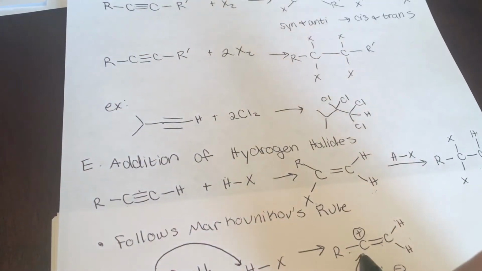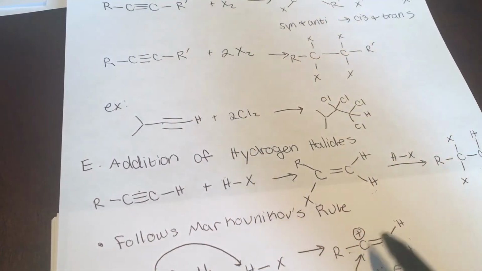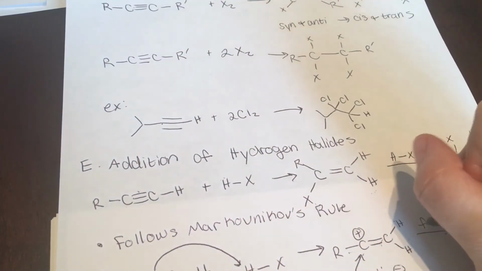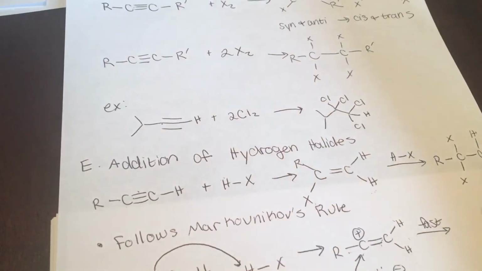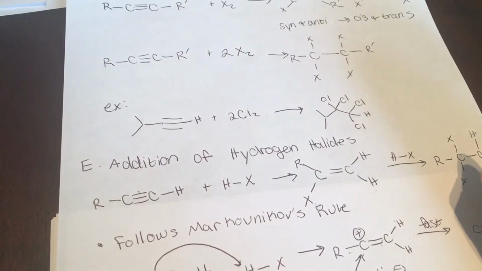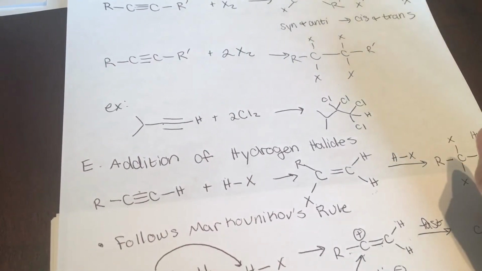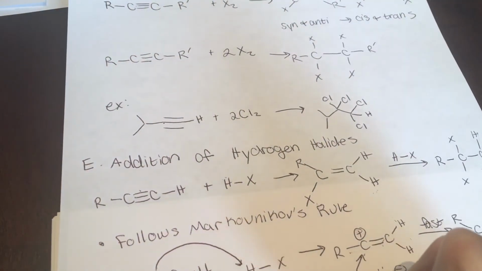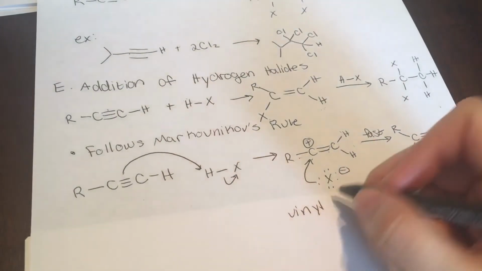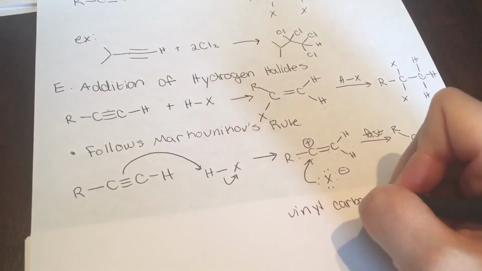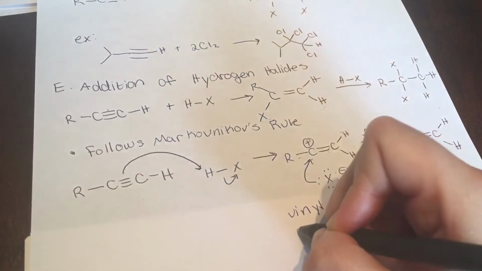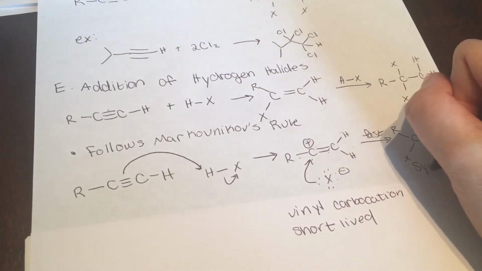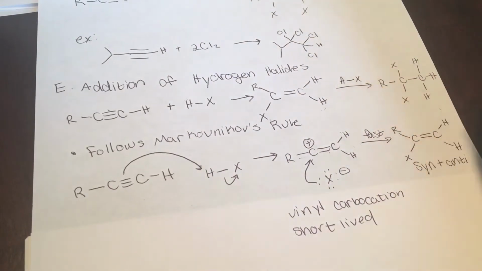So you have this vinyl carbocation. It's very short-lived and pretty unstable, but it can still happen. This is the fast part of the reaction. This step here is our rate determining step, and we will get both syn and anti-addition here. So I'll say the vinyl carbocation is short-lived, and you get both syn and anti-addition.